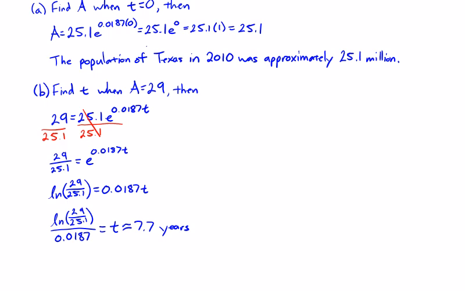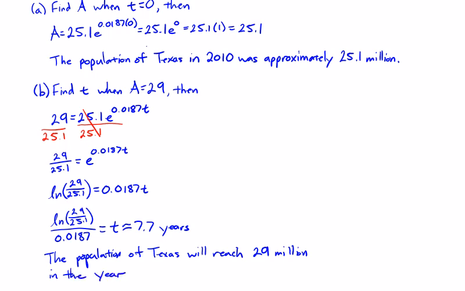So that's exactly what we'll say. The population of Texas will reach 29 million in the year 2017.